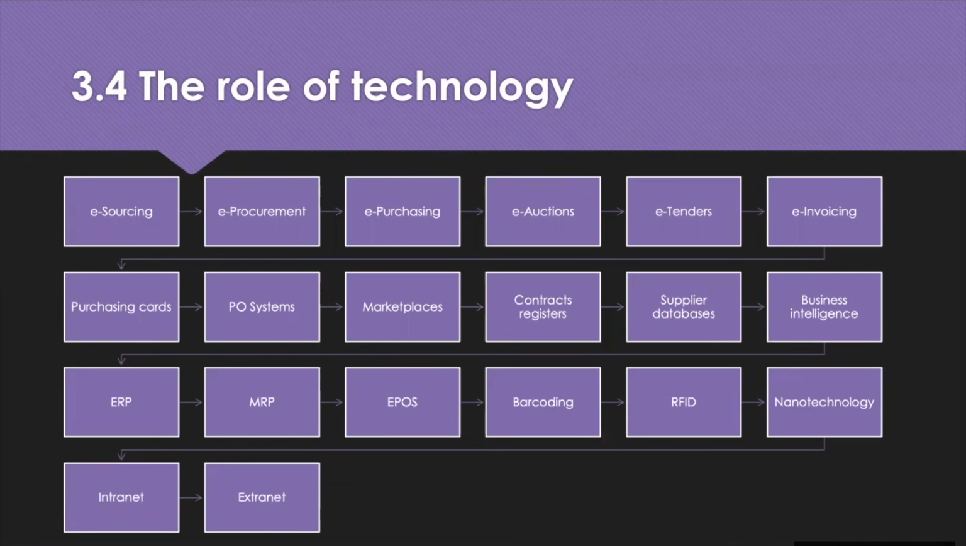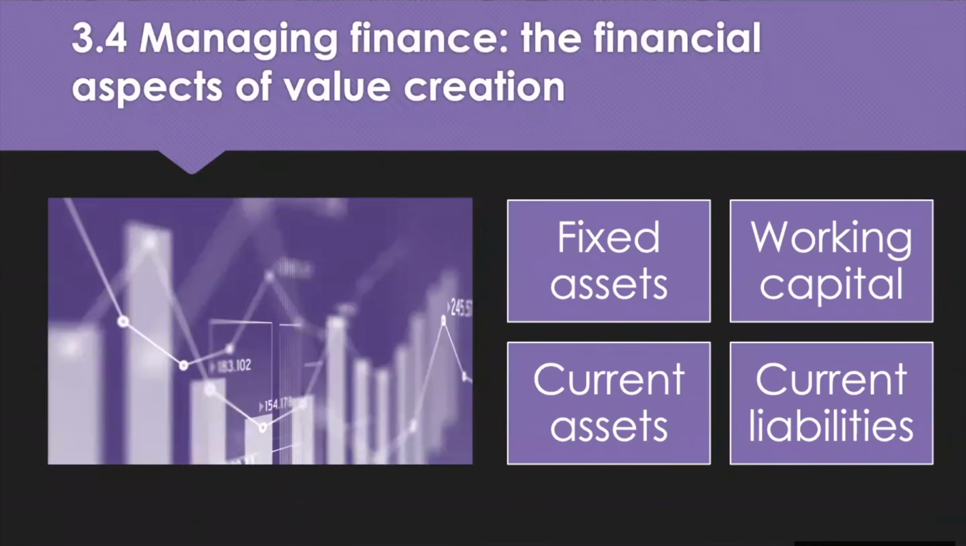So there's so much that we can benefit from in procurement using technology, such as reducing the time and effort, improving processes, efficiency, collaboration. Acquisition is made much easier, along with workflow management, and a reduction in cost in the communication. And then the financial aspects of value creation is the kind of managing finance umbrella.